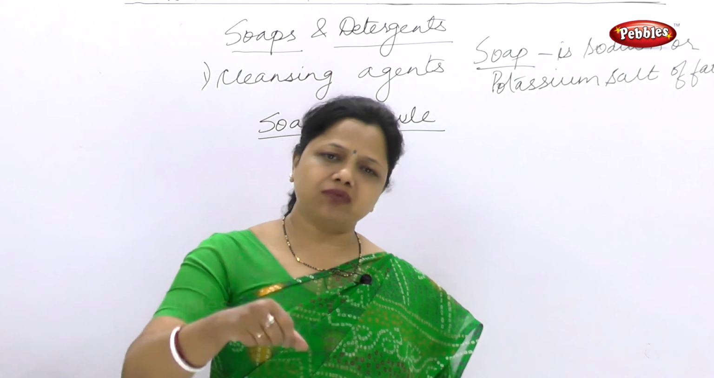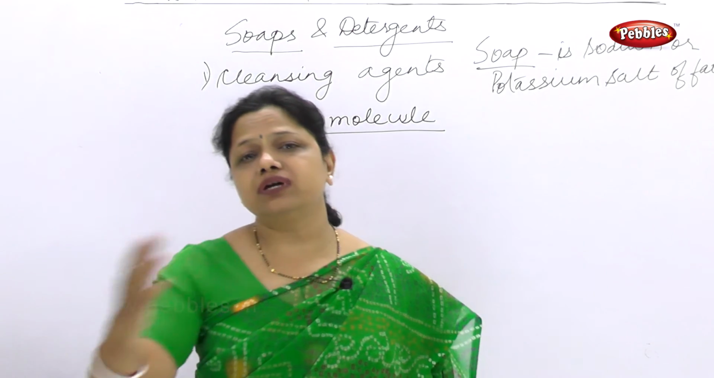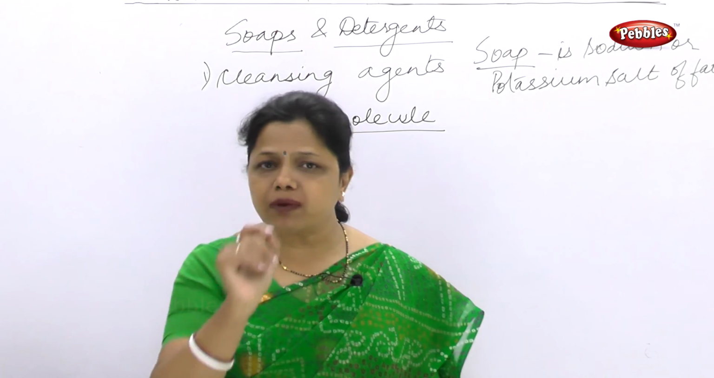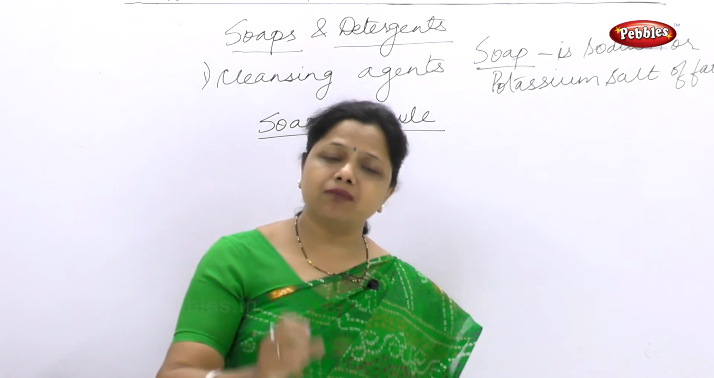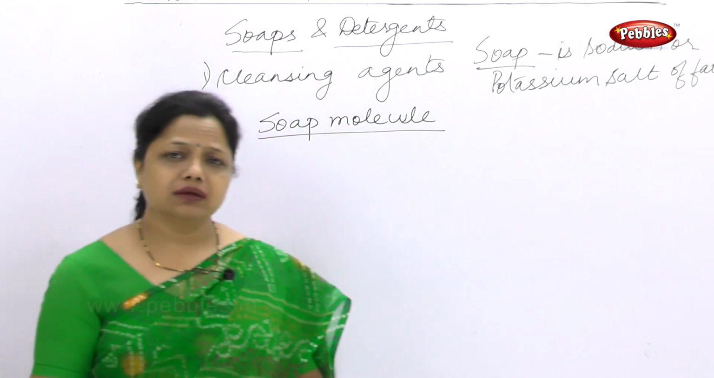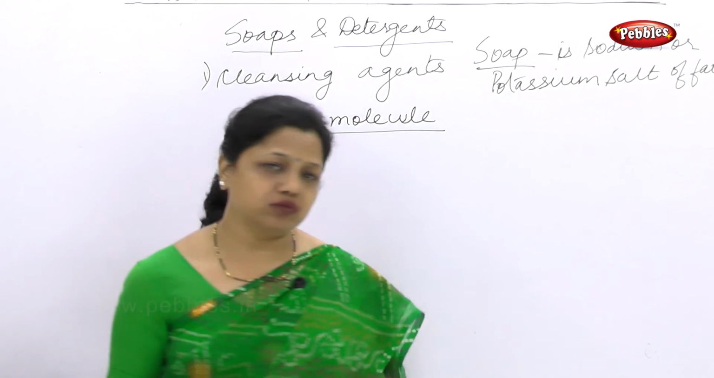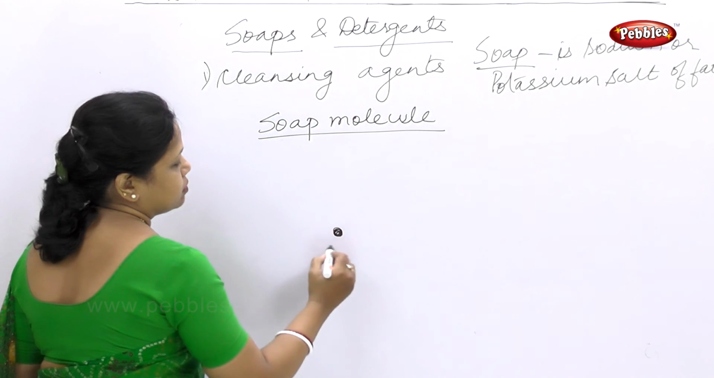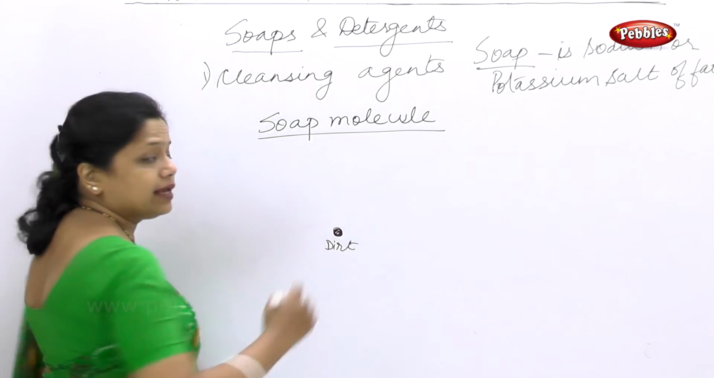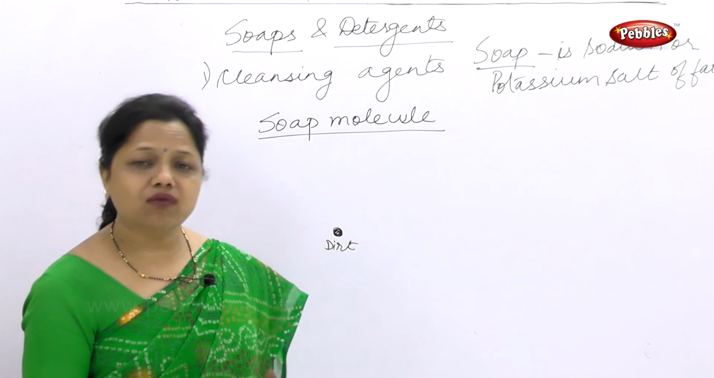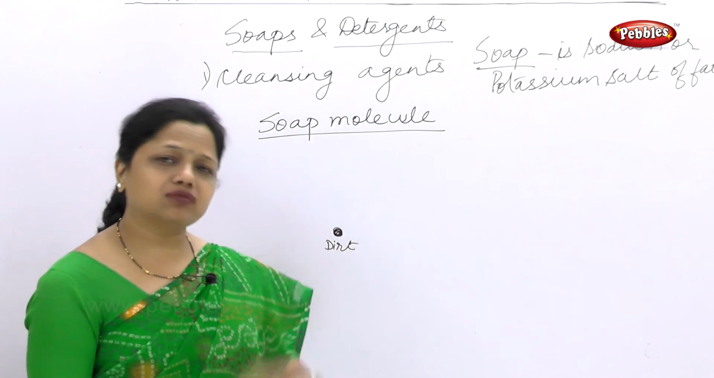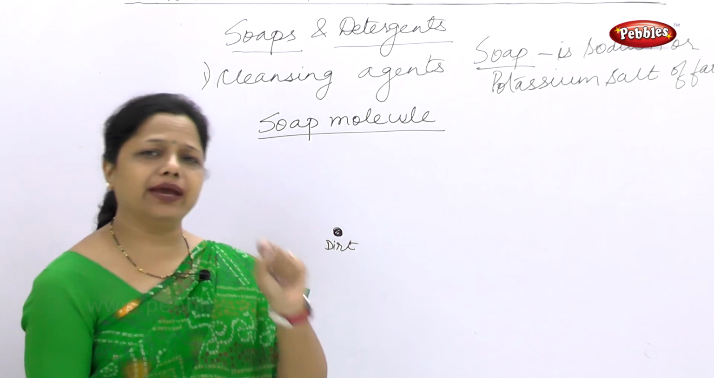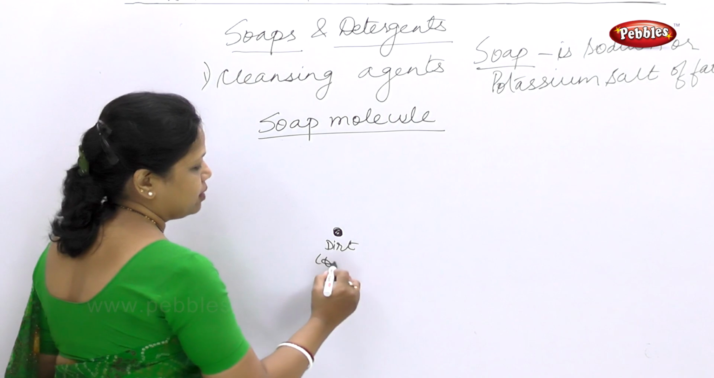So once I put the cloth in water, I might remove the dirt part. The dirty part can be removed by water, but what about the organic part which has come and got stuck on my cloth? That organic part has to be removed. So what happens? Suppose this is a dirt molecule. It is greasy in nature. Why greasy? As I said, a lot of sweat is coming, a lot of dirt is getting attracted, so it becomes greasy, oil-based dirt.